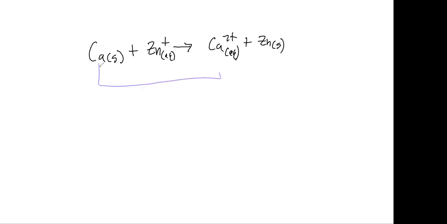If you look at this calcium, it is changing from a 0 to a +2. And this zinc is going from a +1 to a 0. So what kind of reaction is this an example of?